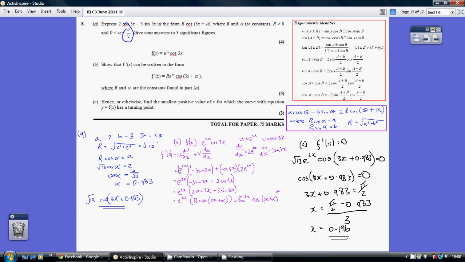So let's inverse cos both sides, so we get 3x plus 0.983 equals pi over 2. Remember, working in radians. Divide by 3, we get this. Pop that into a calculator, we get 0.196.